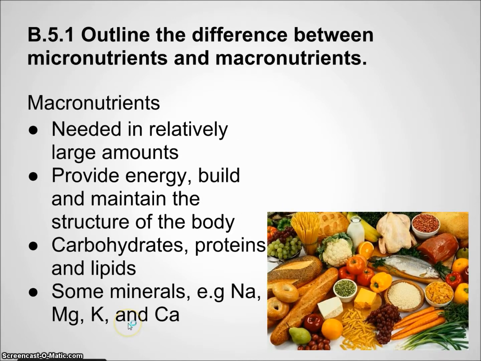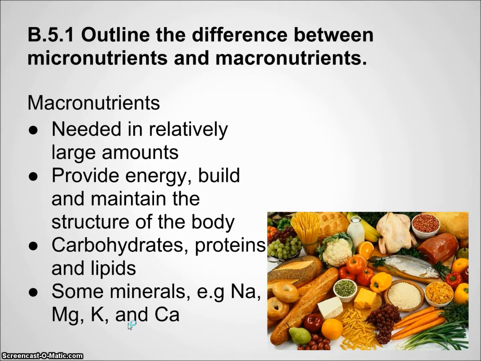Now, macronutrients. Well, macronutrients are nutrients that, as the name implies, are needed in relatively large amounts. And this is good because they are found in almost everything that we usually eat. They provide energy to our bodies, and they are used to build and maintain the structure of our bodies.